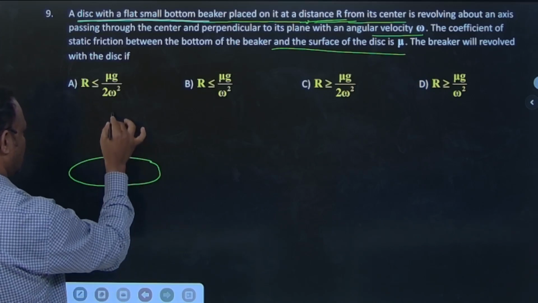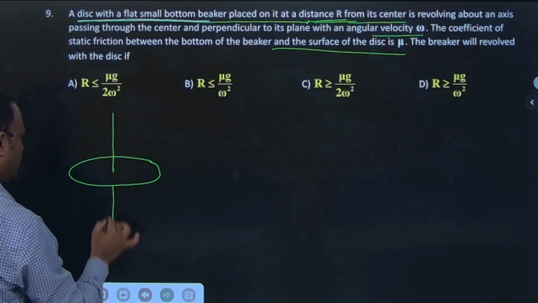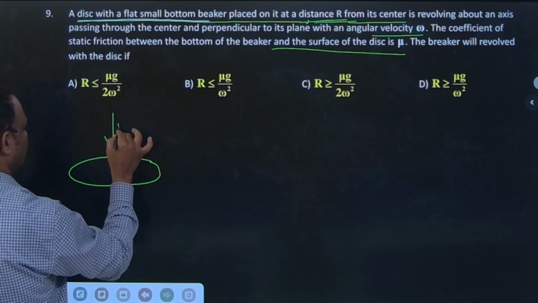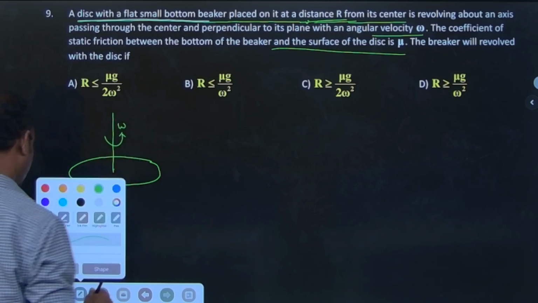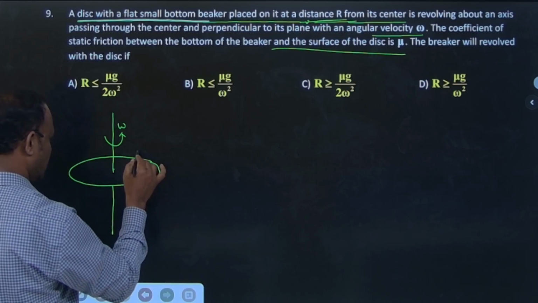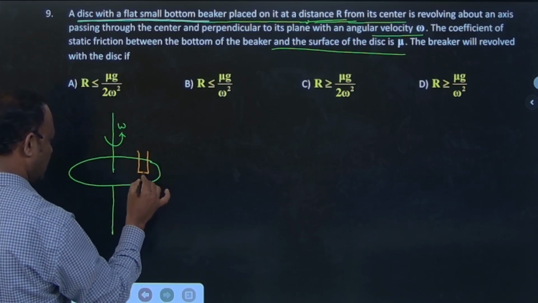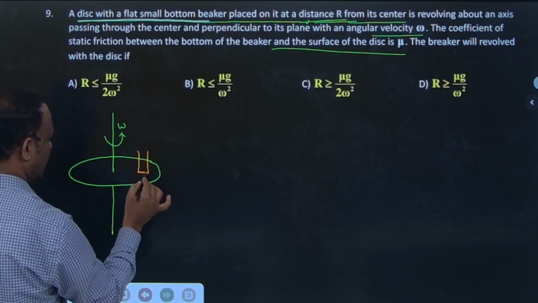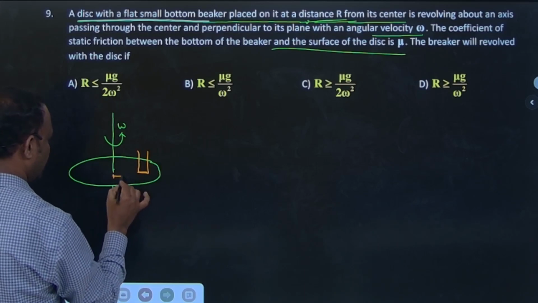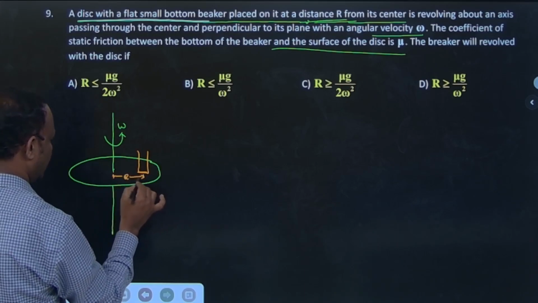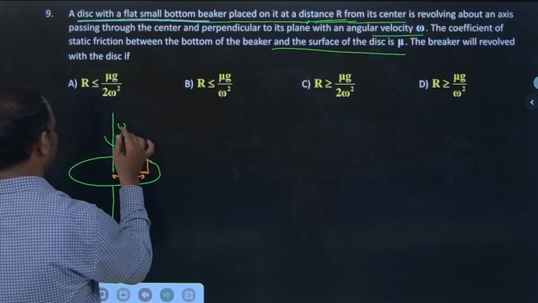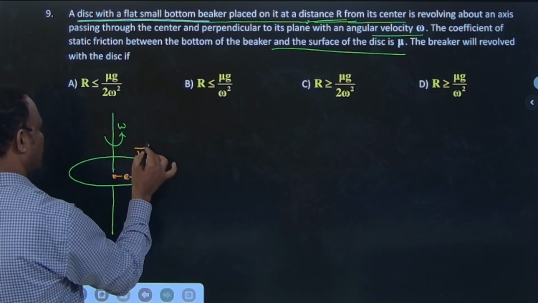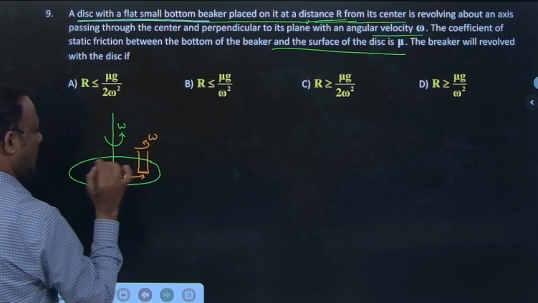So it's revolving with an angular velocity omega. Here I'm placing one disc, and on the disc a beaker is placed. It's a static condition. The distance from here to here is r, which we observe from this. Next, this one also has angular velocity omega only.